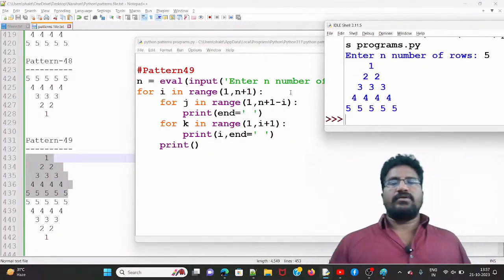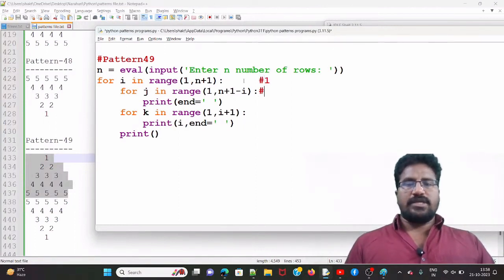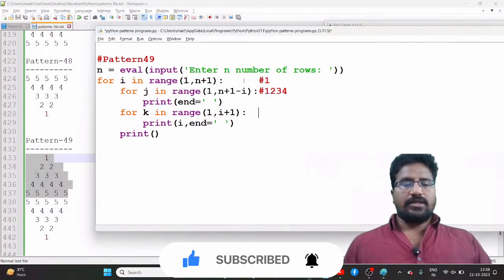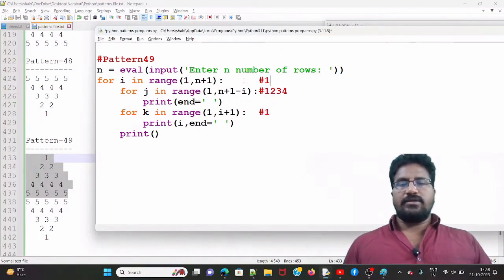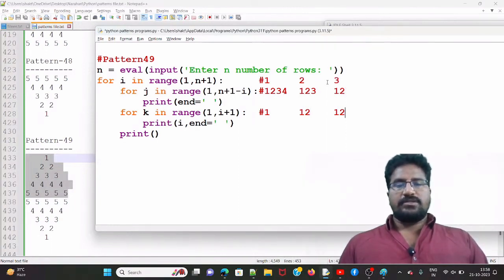Okay, so execution flow wise, when i value is 1, then j iterating how many times here? 4 times, means 4 spaces coming, and k iterating only 1 time, that one displaying. When i value is 2, then j iterating 3 times, means 3 spaces coming, and k iterating 2 times, so 2 times the current i value, 2, displaying. When i value is 3, then j iterating 2 times, 2 spaces coming, k iterating 3 times. What is coming 3 times?